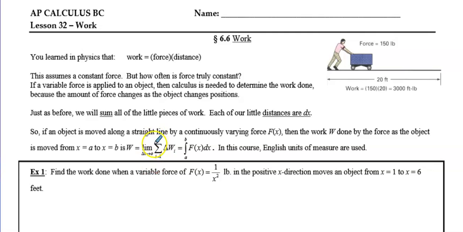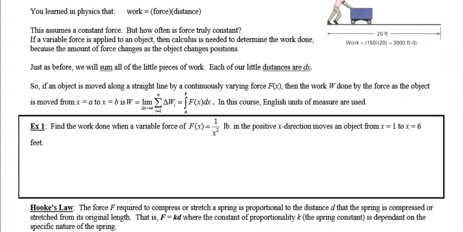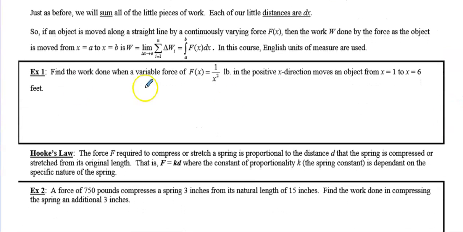And then just like with sigma notation, if we add them all up, so we do the first force, the second force, the third force, we add them up, then we're going to use an integral. So this is what force looks like in calculus. It says find the work done when a variable force. So this is one of the easier questions. It's telling us the force is in the function of 1 over x squared, and the fact that it's variable, meaning that it's going to be changing as we move further and further along in the positive x direction, and we're moving it from 1 to 6 feet.